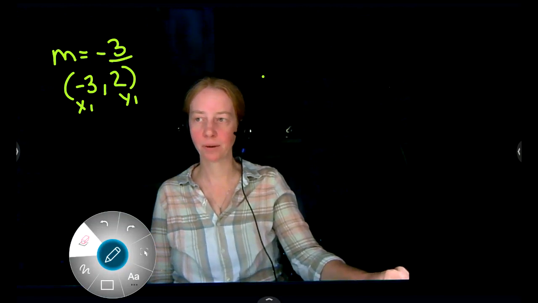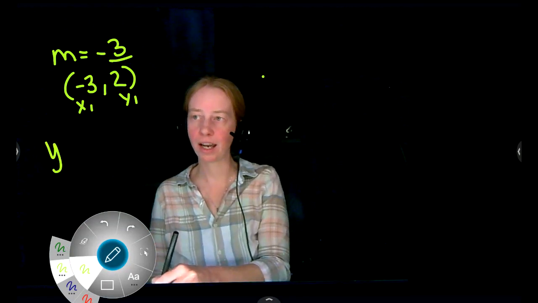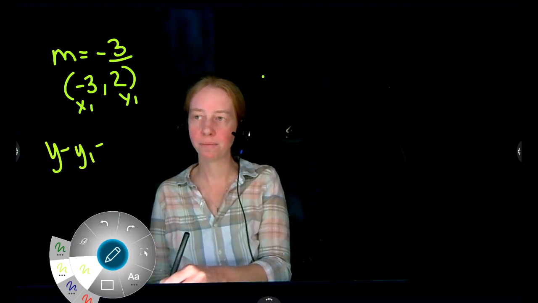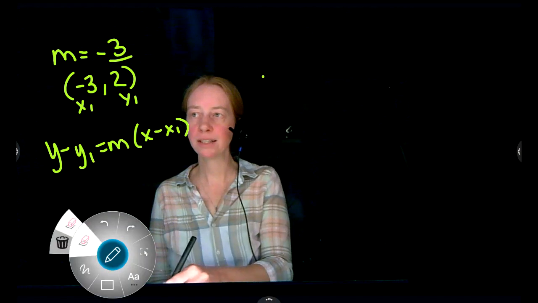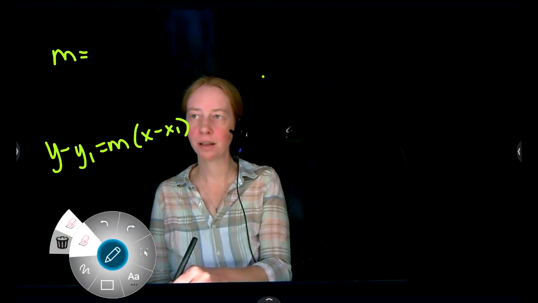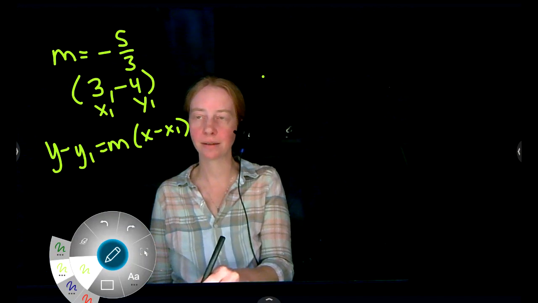I'll rewrite it. Here's our formula for point slope form: y minus y1 equals m times x minus x1. Let's say we have a new problem here. Our slope that we're given is -5/3, and our point is (3, -4). I always like to label these as x1, y1 so that I don't forget.